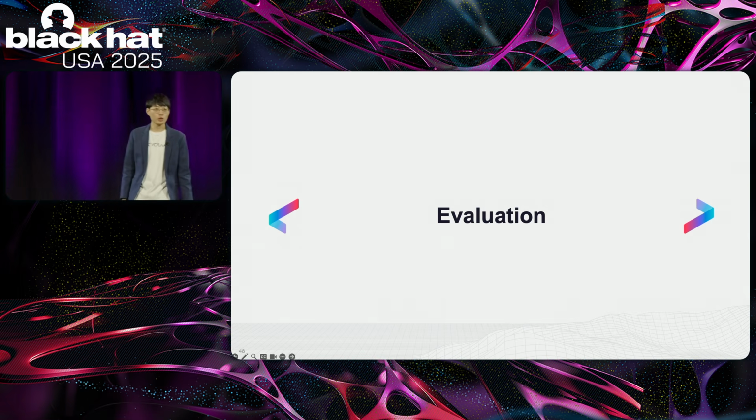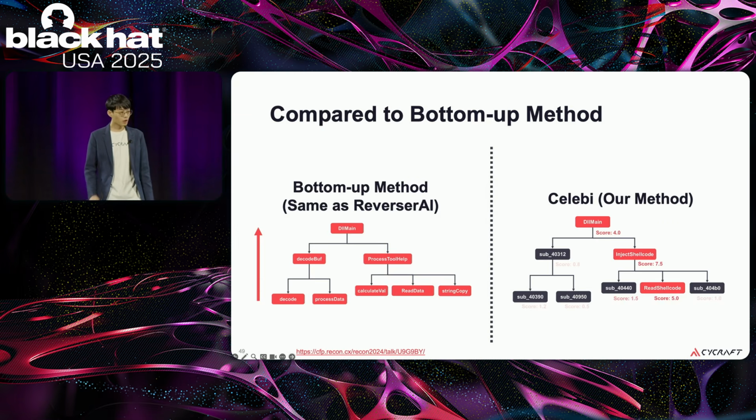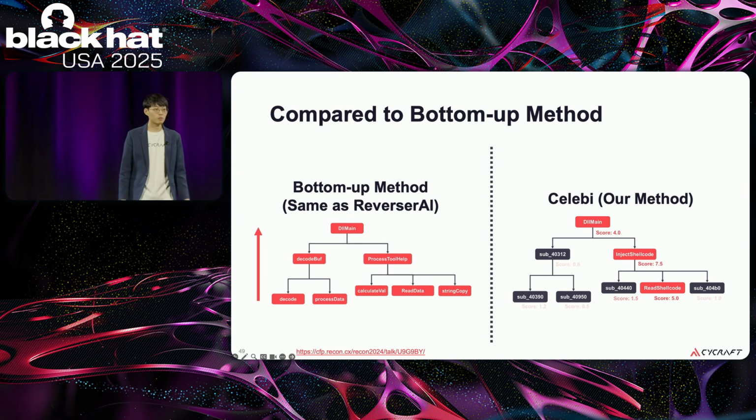OK, so now we know how our system works overall. So now we will move on to the evaluation part. We were comparing our Celebi system with the bottom-up method. The bottom-up method we are comparing to is the same as the reversal AI, and the bottom-up method will reverse every function, from the bottom to the top.